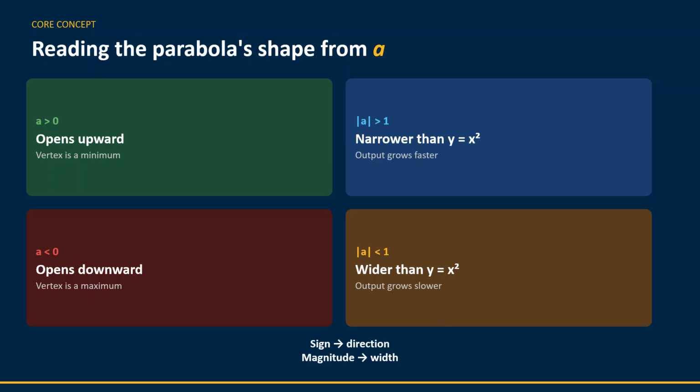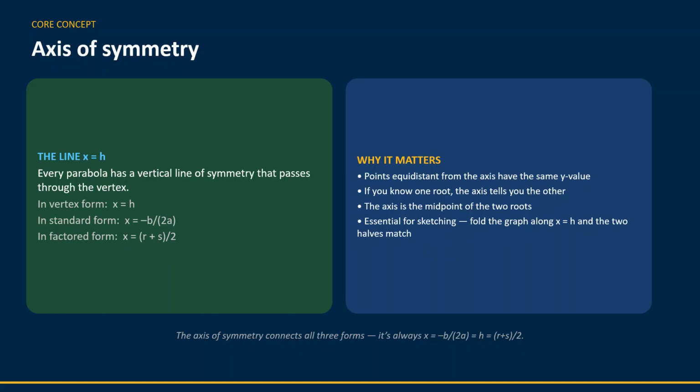Do not mix these up. A common error is using the absolute value of a to decide direction, or using the sign to decide width. Every parabola has an axis of symmetry, a vertical line that acts as a mirror.